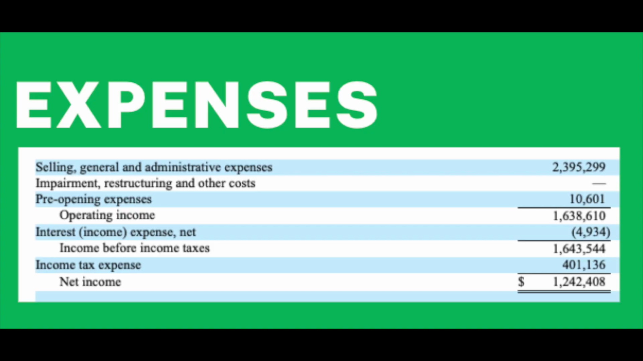Second part of the income statement, expenses, costs incurred by a business in its operations. So let's take a look at Ulta's expense section of their income statement. And as you can see, they have quite a bit of expenses. Some examples of expenses include selling, general and administrative expenses, impairment, restructuring, and other costs, pre-operating expenses, then they show operating income, interest, income or expense, income before taxes, income tax expense.